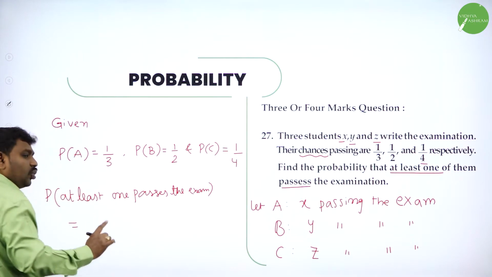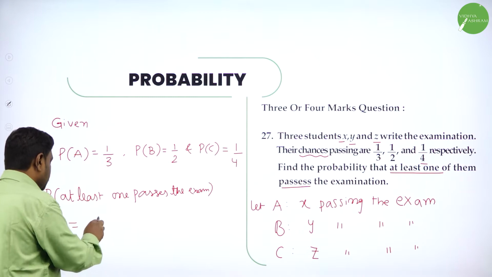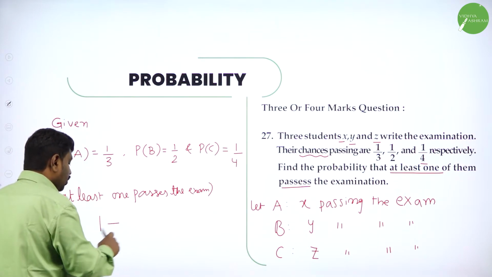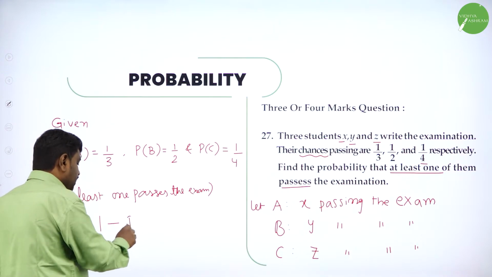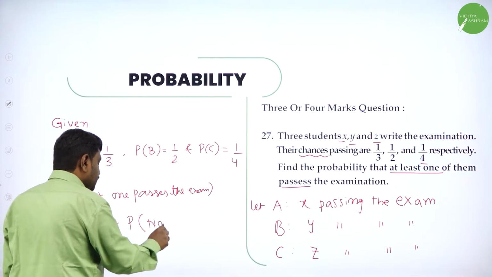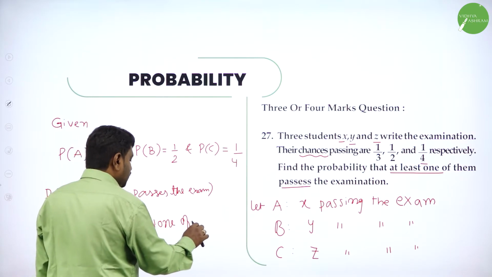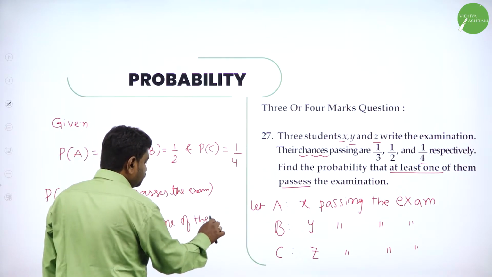Total probability. The total sum of all is always 1. Probability cannot exceed 1. Total, meaning 1, minus the probability of none of them passing the exam. P of none of them passing the exam.